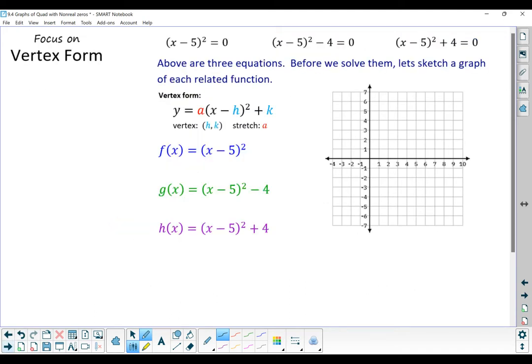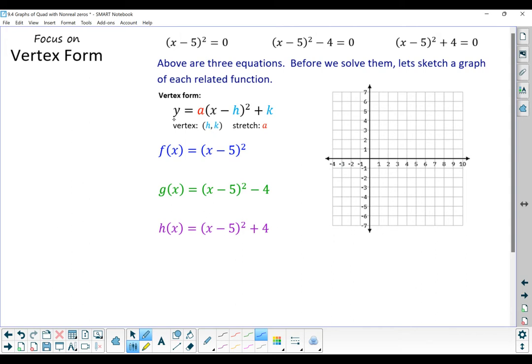So we're going to start with vertex form for a second. I've got three equations here: x minus 5 squared is equal to 0, x minus 5 squared minus 4 is equal to 0, and x minus 5 squared plus 5 is equal to 0. We're going to sketch each of these related functions, and then on the next slide, we're going to solve those three equations for x. So this is going to be good practice for graphing vertex form of a parabola again.